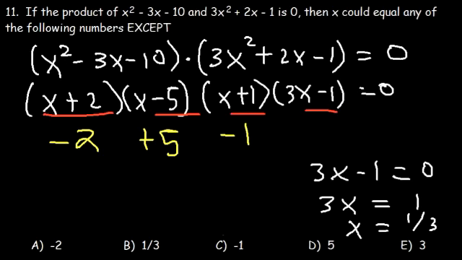Now we're looking for the exception. So we could eliminate answer choice A, we could eliminate B, we could eliminate C, and we could eliminate D, because we have those 4 answers: negative 2, 1/3, negative 1, and 5. So the exception is E. X does not equal 3 in this equation. So therefore E is the right answer for this problem.